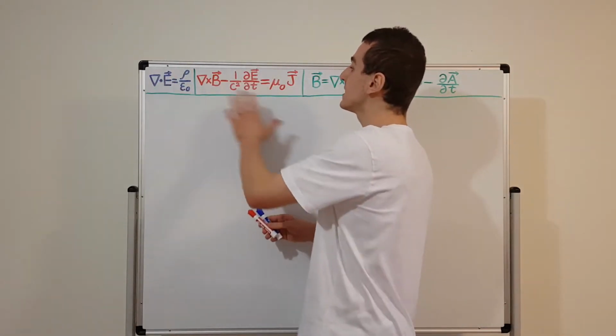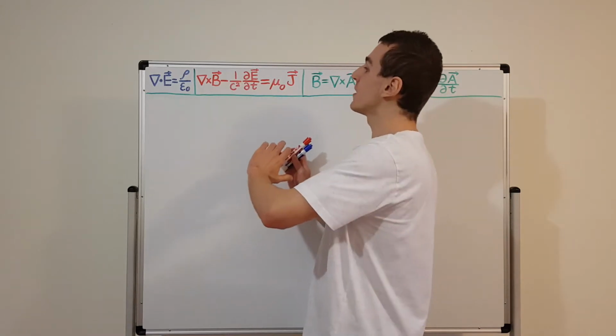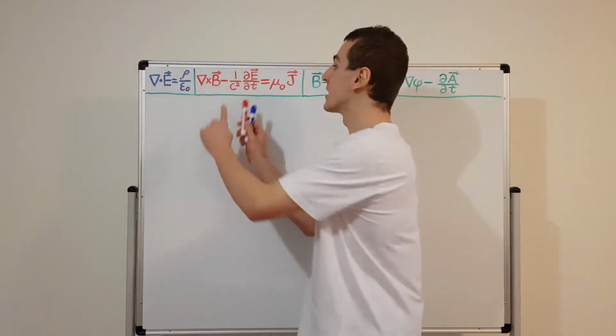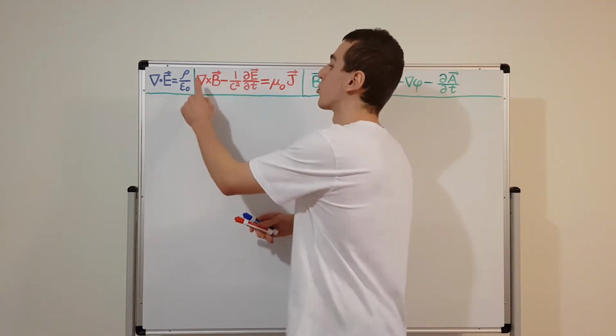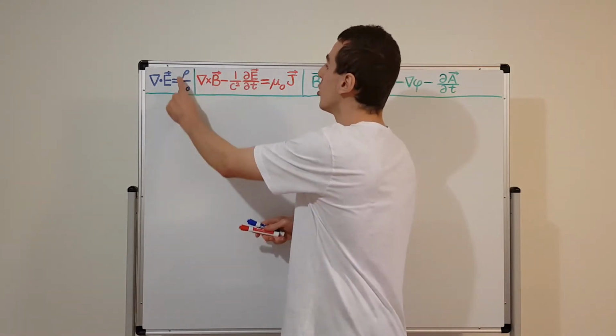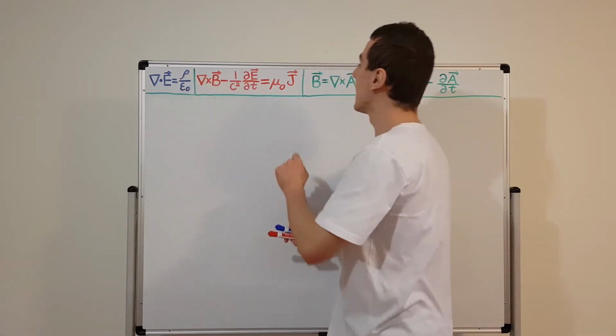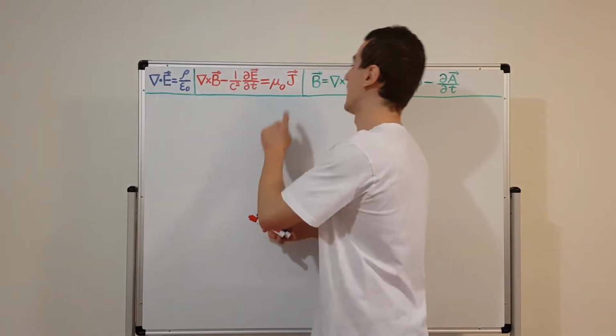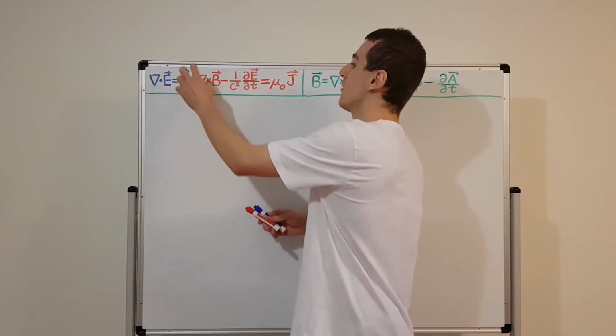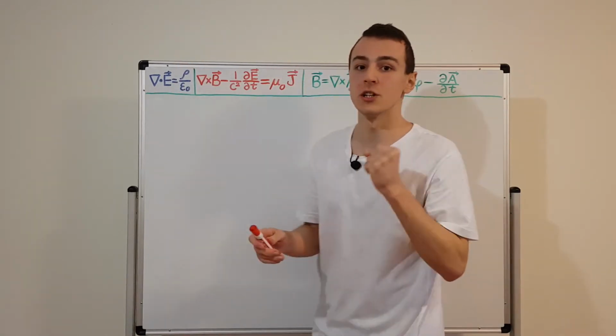The way I've written these equations has all of the stuff involving the electric and magnetic fields on the left-hand side and all of the stuff involving the source terms on the right-hand side. So rho is the charge density and J is the current density. This is a scalar quantity and this is a vector quantity. So everything on the right-hand side is a source term.